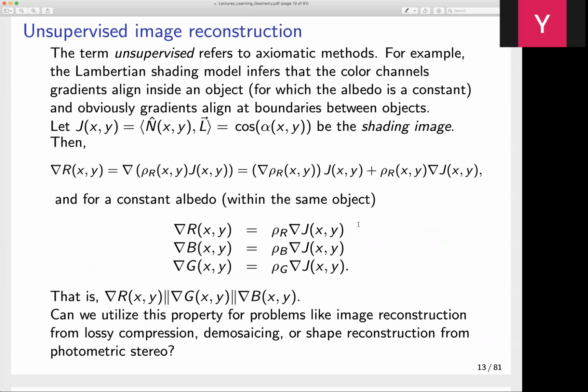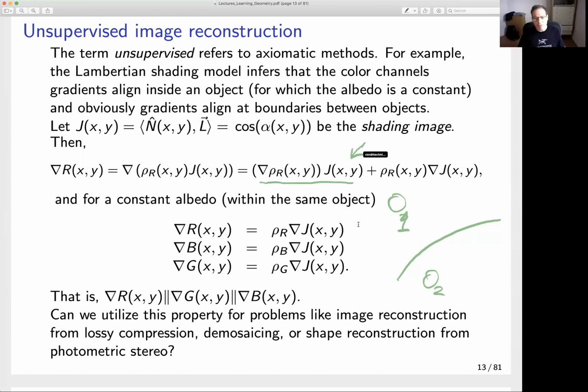Ronnie? Yeah. But when you're moving on the border between two objects, the term that you neglect, the left one, the gradient of R, is not 0, because you're moving between two objects whose albedo might differ. You're absolutely right. Who was that? This is Yuval. Again? Yuval. My name is Yuval.